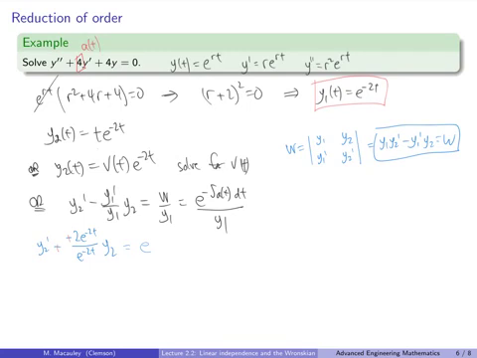So that's e to the negative 4t divided by e to the negative 2t. That's what y1 is. So if you simplify this, the e to the negative 2t's are going to cancel, and this e to the negative 4t over e to the negative 2t is e to the negative 2t. So we have y2 prime plus 2y2 equals e to the negative 2t.